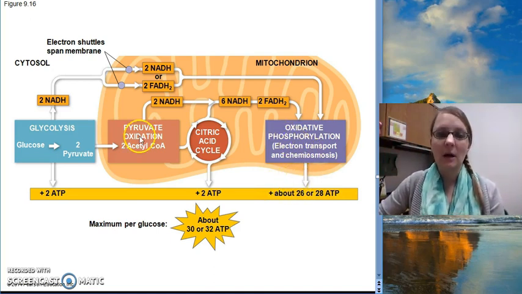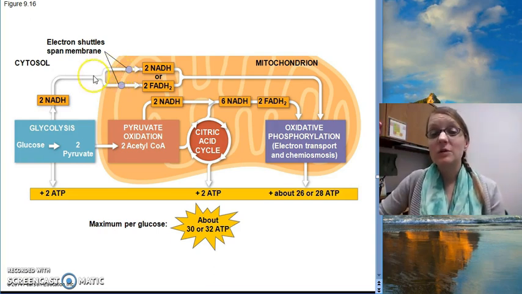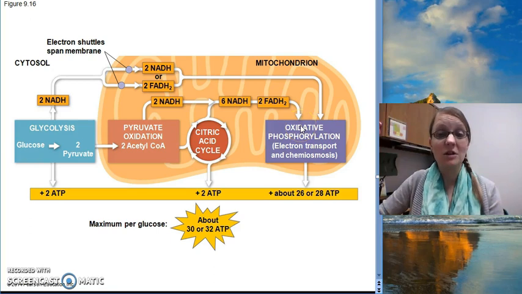Why is that? Well, if we take a look over here back in glycolysis, NAD plus is reduced to NADH when it accepts those extra electrons from glucose. Now, NADH itself cannot cross the membranes of the mitochondria, right? You can't cross those two membranes by itself. So it needs to get those electrons to oxidative phosphorylation, which takes place in the mitochondria. How does it get those electrons in there?